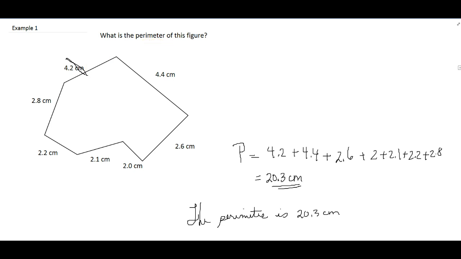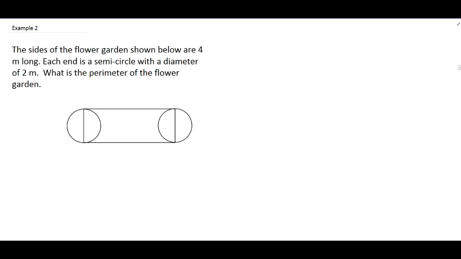On to our second example. The sides of the flower garden are shown below. They're 4 meters long. So we've got a circle on each end and 4 meters long on each side. 4 meters and 4 meters. And the diameter is 2 meters. So the diameter is this line through here.